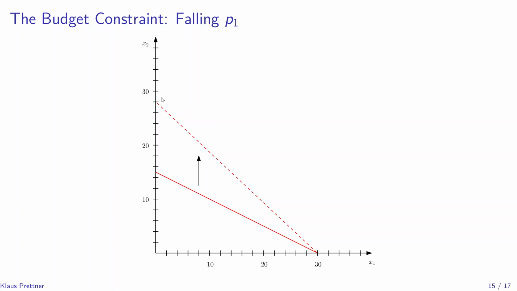When the price increases, by contrast, then we would have a counterclockwise shift of the budget constraint around the consumption point of apples if the price of apples stays constant. So then we would have a decrease here, and we could buy fewer bananas with the given budget that we have.